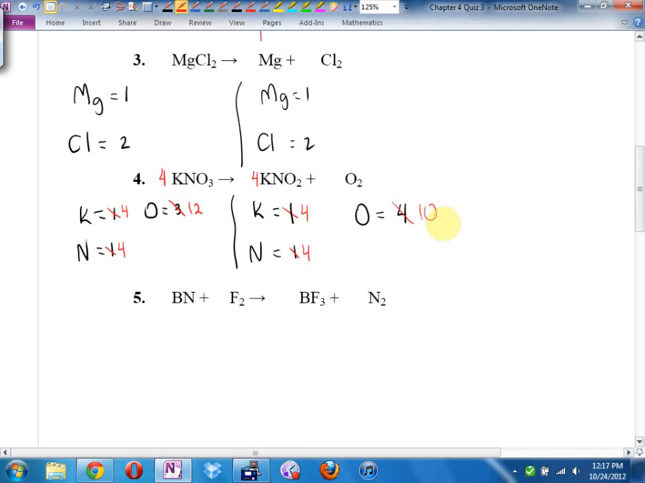How many would I like? How can I get 12 on the right-hand side? Yes, if I put a 2 right there, I've got 8 plus 4, which is 12. Now, if you did that, that gets you 1.5 out of 2.